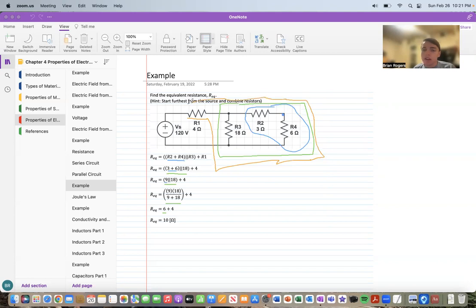That's how I was able to go piece by piece from the furthest and work my way back to the source. That's why I added R1 at the end. So I added 4 ohms, and that's how I got the equivalent resistance of 10 ohms for the entire circuit. So I started furthest from the source, and I combined resistors in series and in parallel, and then was able to work my way over.